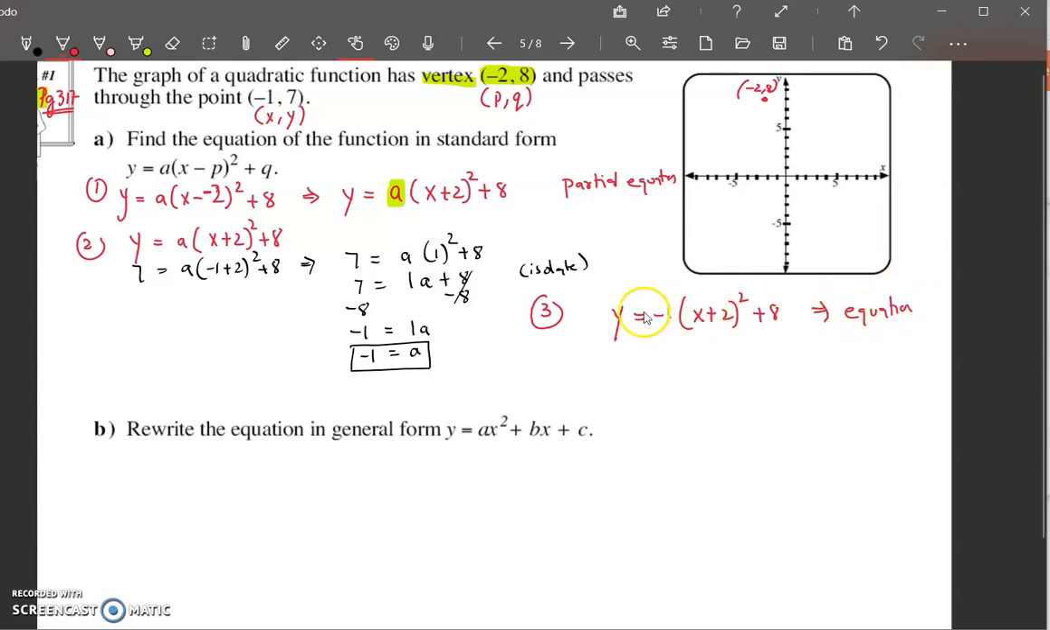Don't put the x and y back in there because that was not anything specific. We could have used any points of x and y, right? There are lots of x and y's that will work here. So only use your PQ value. That's a definite point, and the a value. Those are the only two things that you should be including in your actual equation. So it will be y = -1(x + 2)² + 8, which becomes my actual equation.